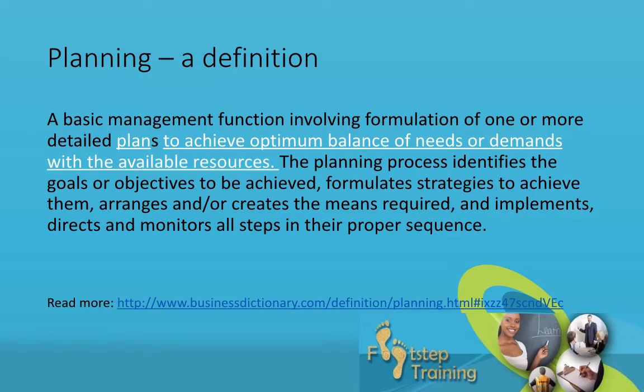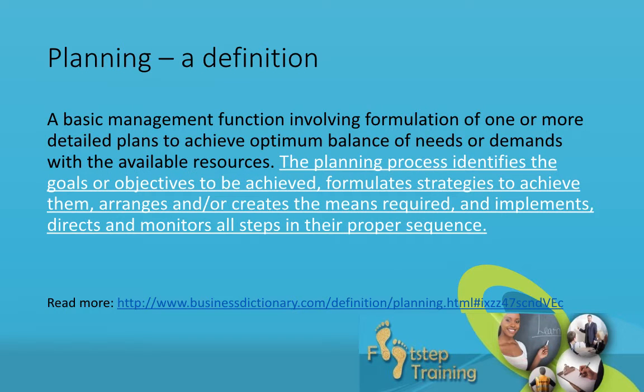As we are now discussing the specific components of an IQA plan, let's revisit the definition of planning that we looked at in the previous film just to give us some context. As we said, general business planning is a plan to achieve optimum balance of needs or demands with available resources. And further, we also said that the planning process identifies the goals or objectives to be achieved, formulates strategies to achieve them, arranges and/or creates the means required, and implements and directs and monitors all steps in their proper sequence.